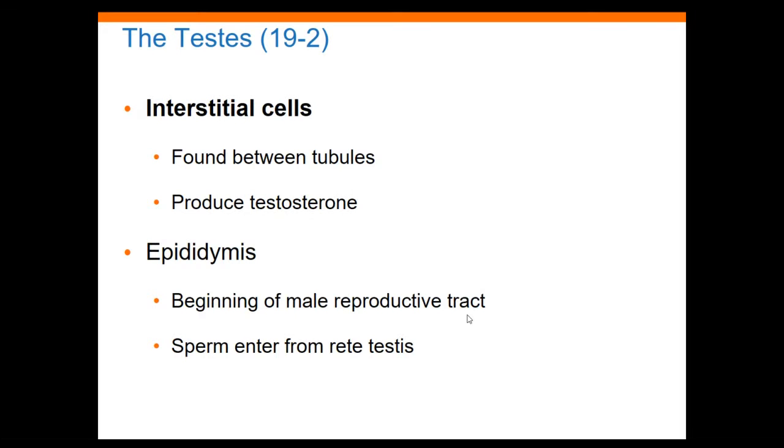Now, in between the tubules, we have the interstitial cells, and these interstitial cells actually produce testosterone. So the cells within the tubules produce the sperm, and the cells in between the tubules, the interstitial cells, produce testosterone. And the sperm, once they are produced in these seminiferous tubules, then leave the tubules through the rete testis and the efferent ductules, and then get into the epididymis, which really is the first part of the male reproductive tract, the first part of those ducts that are going to lead ultimately to the urethra, so that the sperm can be deposited outside of the body.